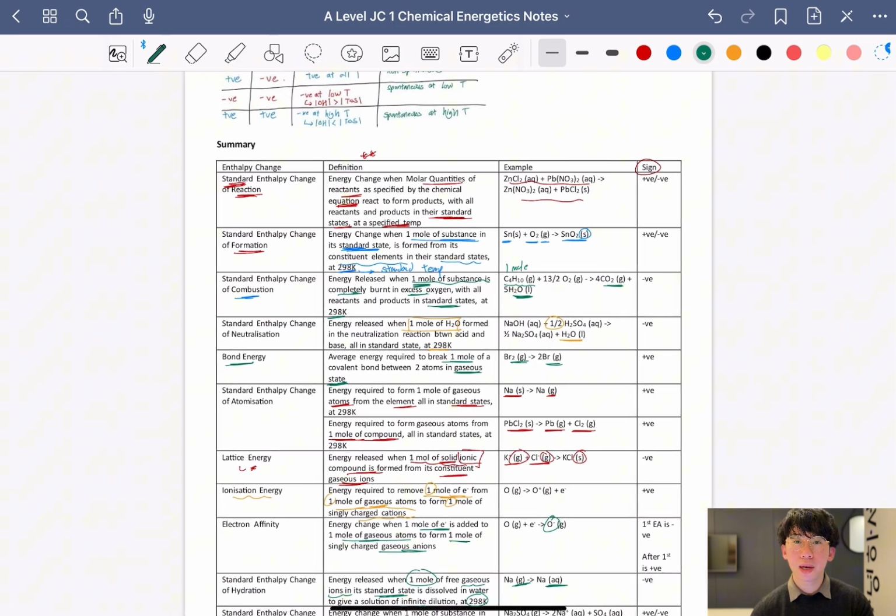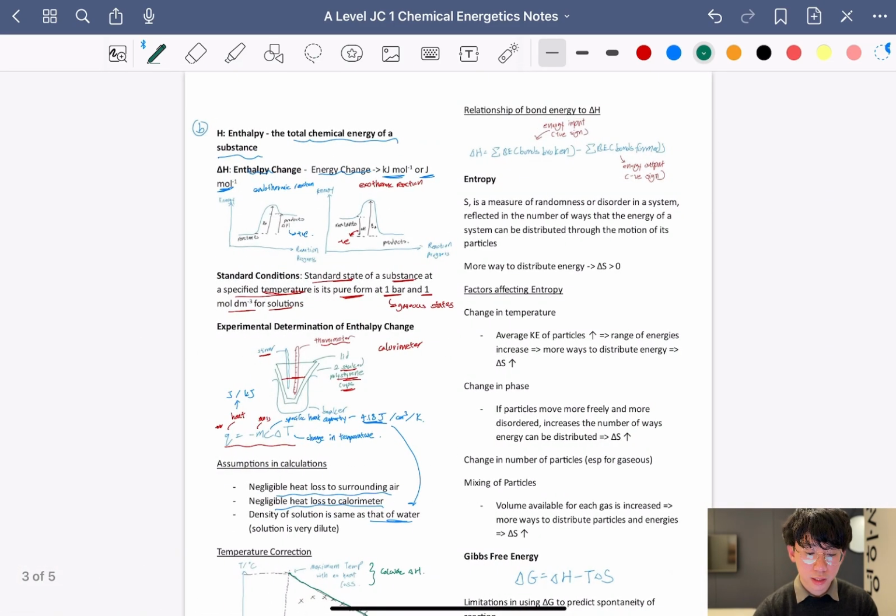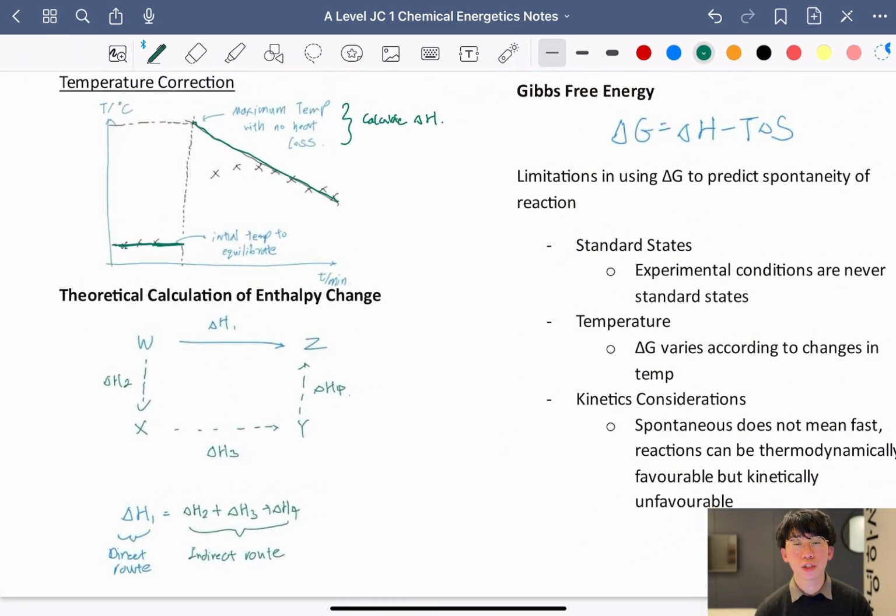Now, where is this applied usually? This is usually applied in the theoretical calculation of enthalpy change. So let me explain how this is relevant. When you are trying to calculate theoretically what is the enthalpy change, for example, from W to Z, the direct route would be the obvious choice. But when you don't have the direct route, or when you're trying to find out this delta H1, for example, the direct route, you can take an indirect route.